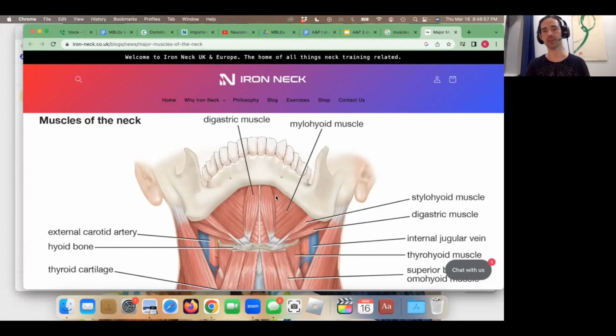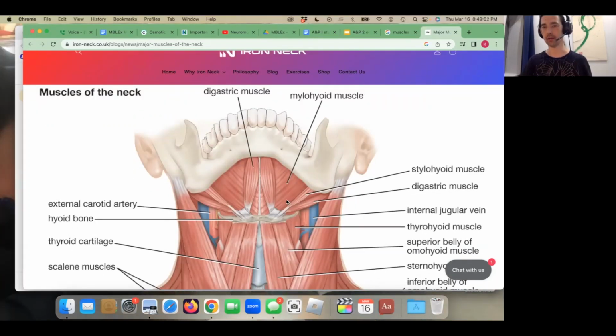So the digastric and the mylohyoid are here. The stylohyoid, and there's another digastric muscle here. Oh, no, this is the same digastric muscle. The digastric muscle is bound by a tendon that attaches to the hyoid bone. The tendon is like, I forget what it's called, some kind of aponeurosis or something that grabs part of the muscle and forms kind of like a right angle there.